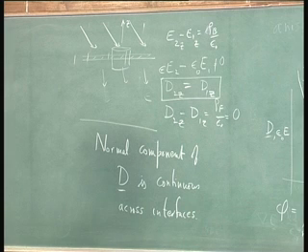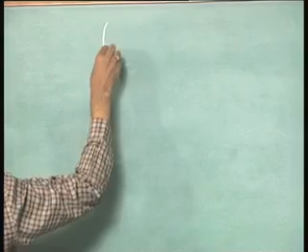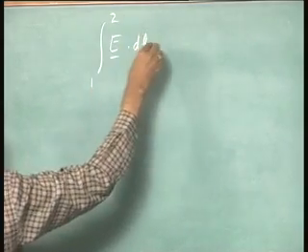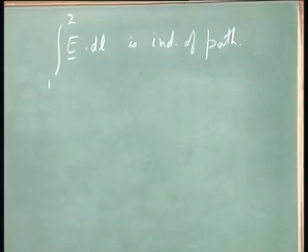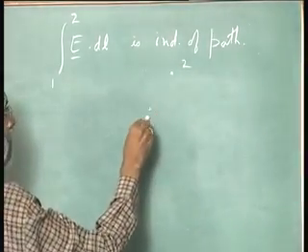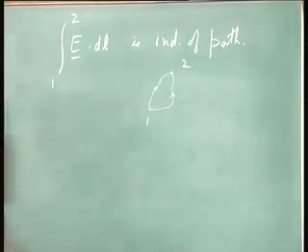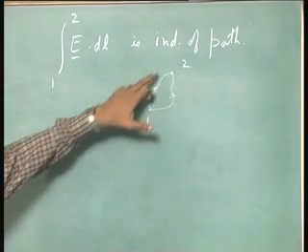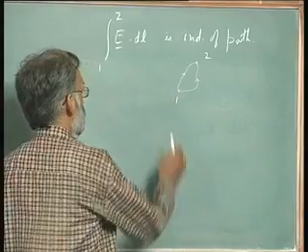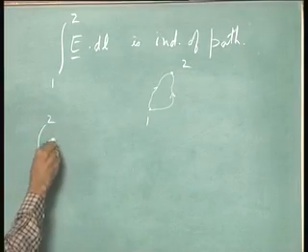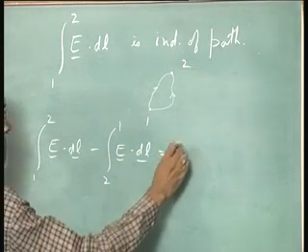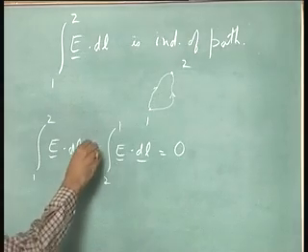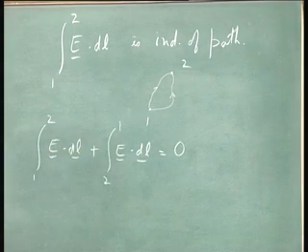Now, let me remind you of the other condition that we always have been using, which is that integral E dot dl from any point to any point is independent of path. And I mentioned in a class earlier that if I have a point 2 and a point 1 and I take two different paths, going from 1 to 2 is like minus of going from 2 to 1. So, this is nothing but integral 1 to 2 E dot dl plus integral 2 to 1 E dot dl is equal to 0.